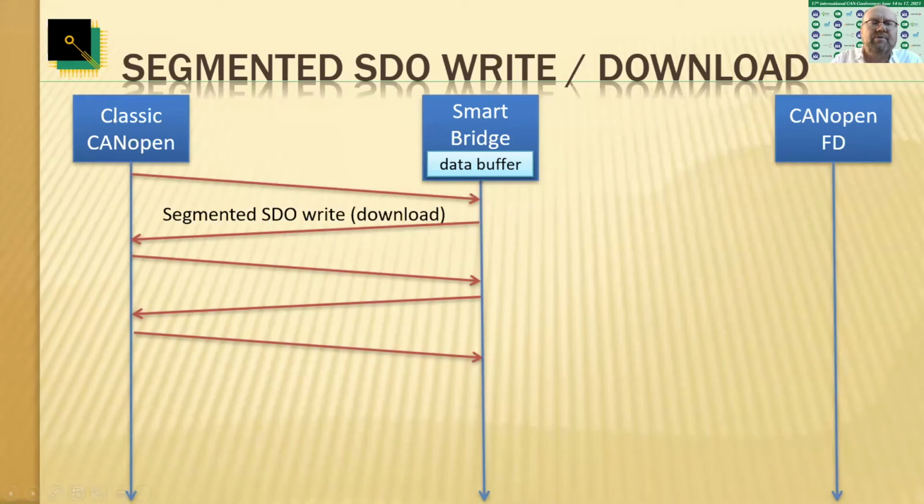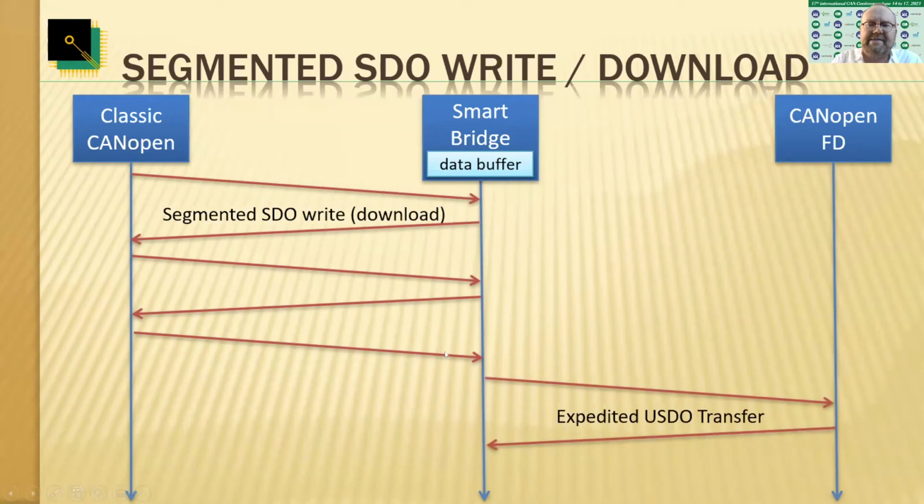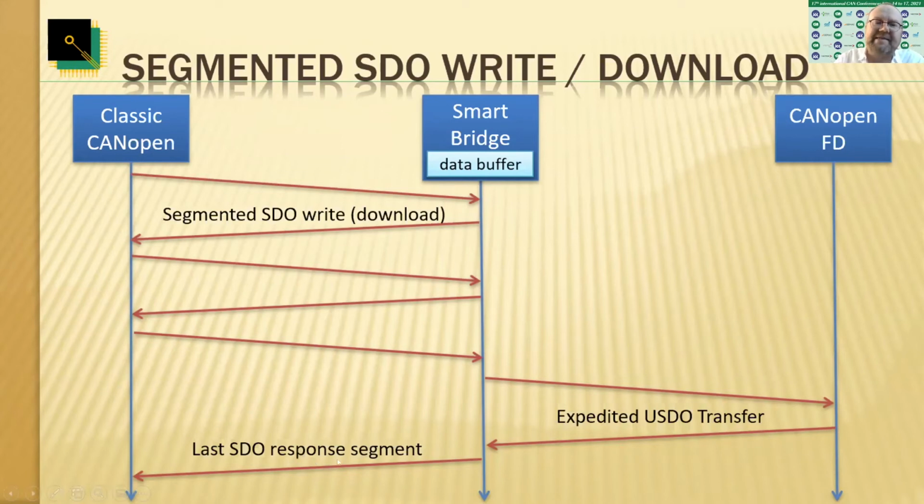So here we do on the classical side a segmented write. The segmented write started, but the smart bridge cannot really initiate a communication on the FD side until it has all the data. Only once all the data is here can it do the expedited USDO transfer and send the response, which means that if this entire transfer is to an object dictionary entry that does not exist, unfortunately, we will not get the SDO abort at the beginning. We will only get the SDO abort for something like this at the end.